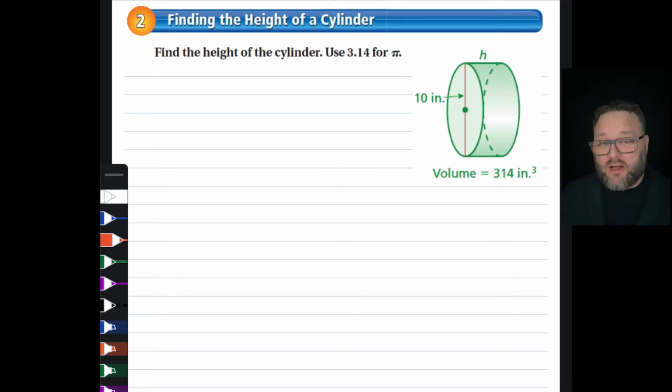Are there times in life where you're going to know what the volume is and be able to figure out other aspects or variables? Absolutely. They don't happen nearly as often, at least in my experience. I was never an engineer, so maybe I'm wrong from the engineering standpoint.